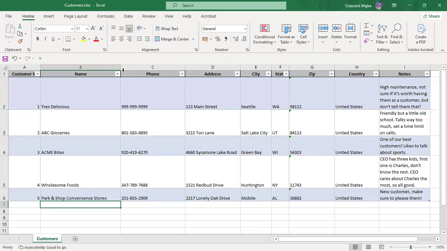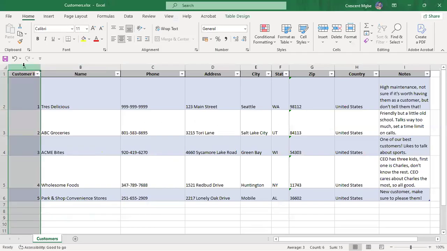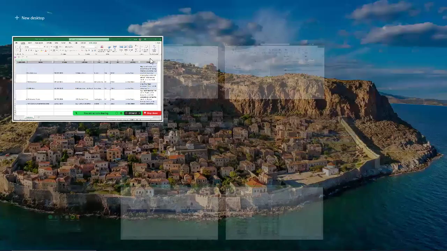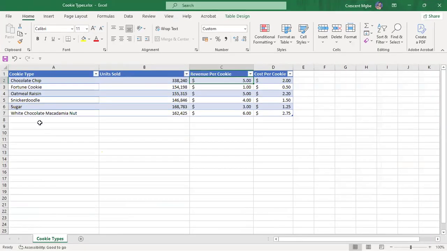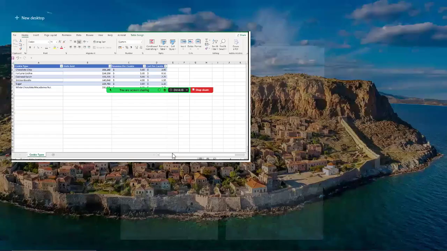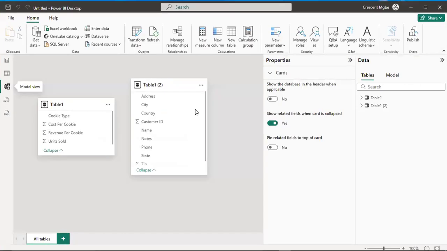Okay, customers table. So you can see there's no connection between them. There's no common role. This is customer ID. This is product type. Like that's nothing. So they cannot be connected, right? That's why you are seeing no relationship here.